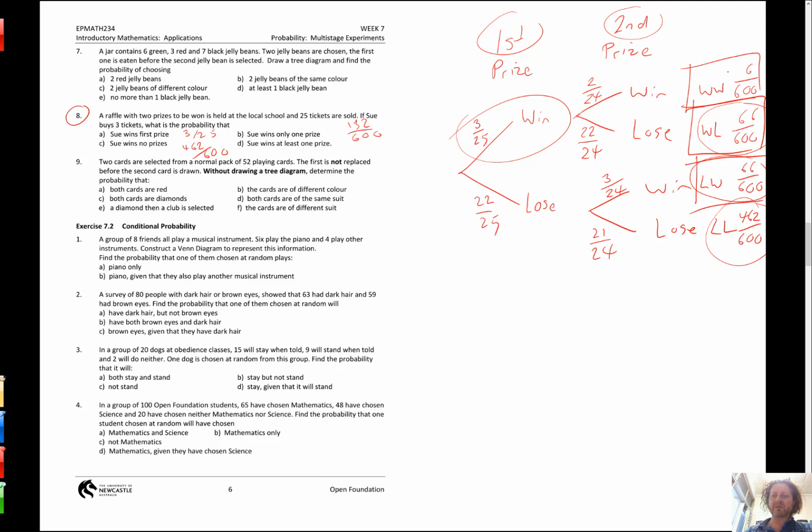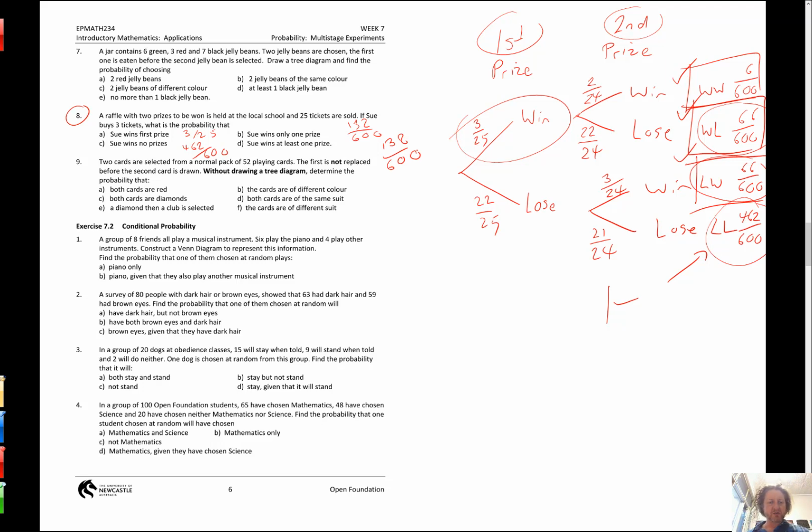So I can either add up these 3, or I can just do 1 minus this one. What's the opposite of her winning at least one prize? The opposite is her winning nothing at all. So either add up 66, 66, and 6 to give you 138 on 600, or say the answer is 1 minus this answer, which is still 138 on 600.